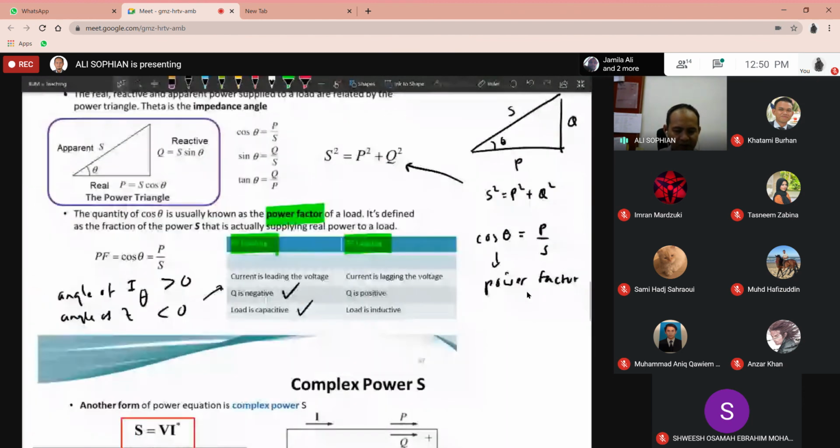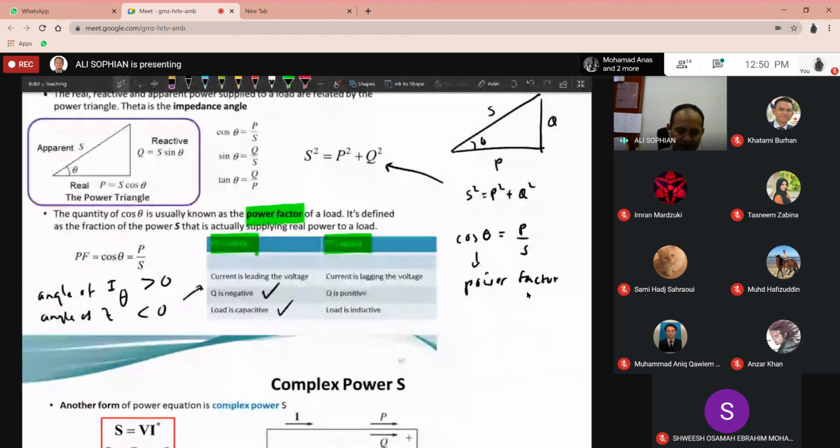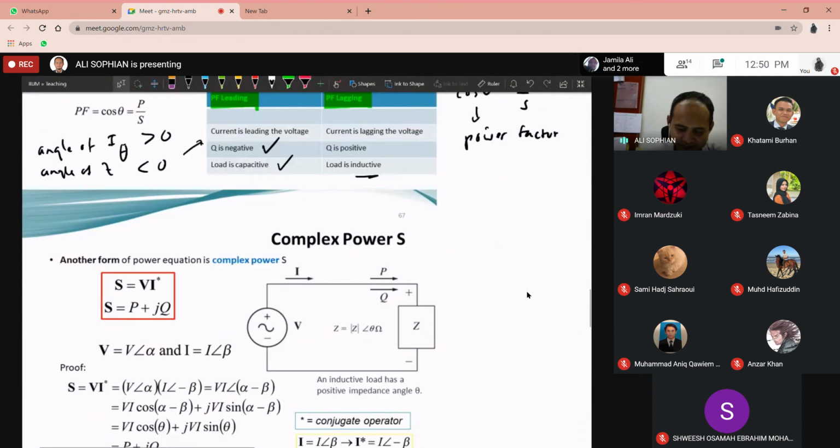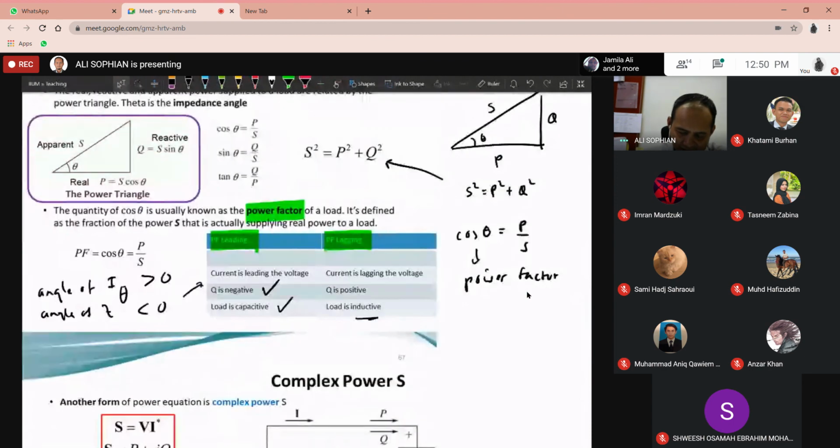How do we know the load is capacitive or inductive? The time, sorry, 12:50. Can you bear with me? Just 5 minutes, inshallah.